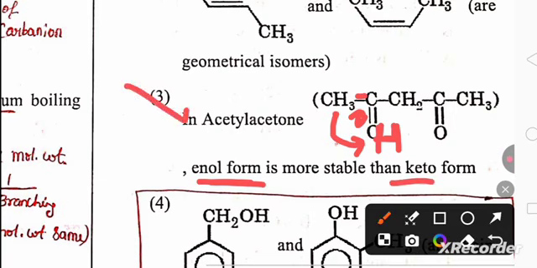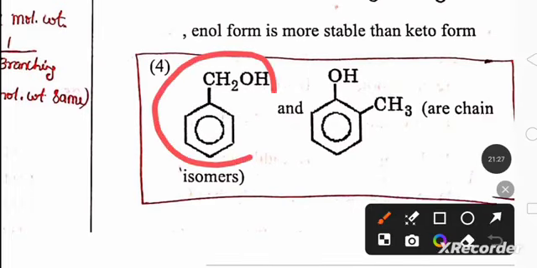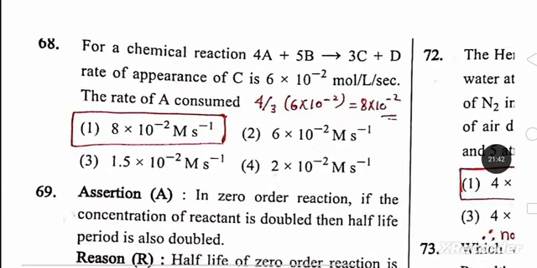This is also the correct one, whereas these 2 are called chain isomers. So this alcohol and this alcohol cannot be chain isomers because the position of the carbon is different, so they cannot be chain isomers. This is the incorrect statement. So next question we have from chemical kinetics.